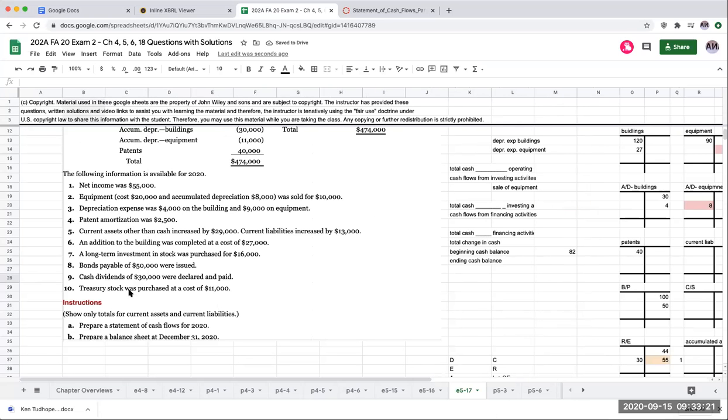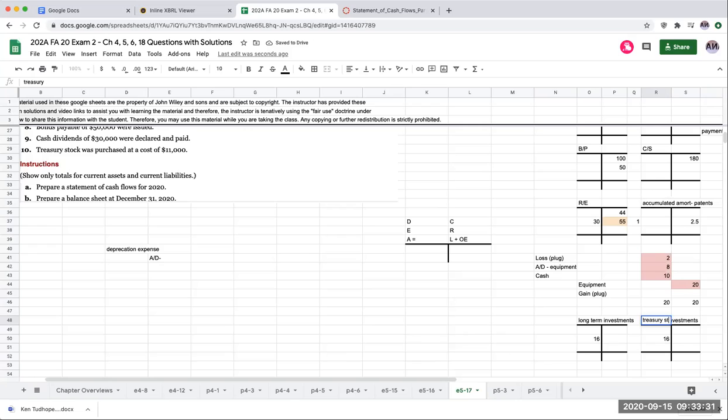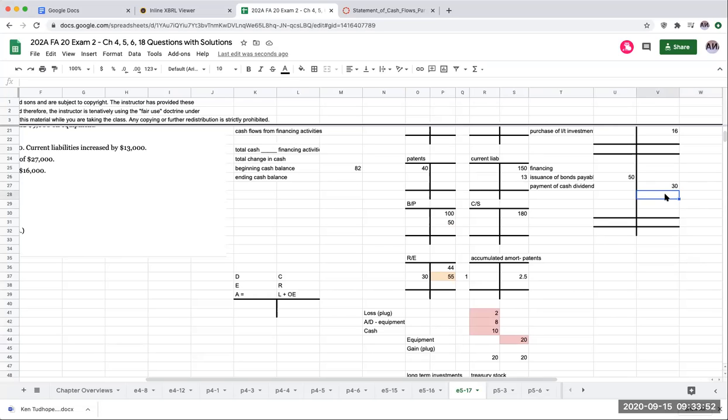Then lastly, it says treasury stock was purchased at a cost of $11,000. So when I come over here, I'm going to have treasury stock. Treasury stock, it's not a contra equity account. Rather, it's going to be a reduction to owner's equity. So over here, I've got a debit of $11,000. And then I'm going to do the opposite to cash, or go right up here. And in the financing section, I'm going to show this as 11 and purchase of treasury stock.